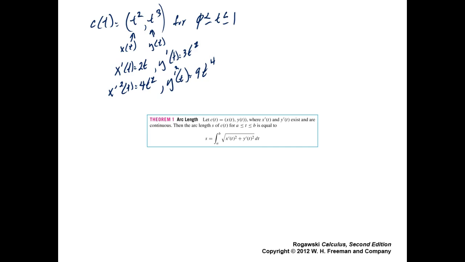Okay? I think we're ready to enter the formula now. The arc length S is going to be the integral. And what are we going from and to? 0 to 1 in t. Okay? The t's are going from 0 to 1. Not x's, not y's, but the t's. It's going to be the square root of 4t squared plus 9t to the 4th, and then you got your dt on the outside.